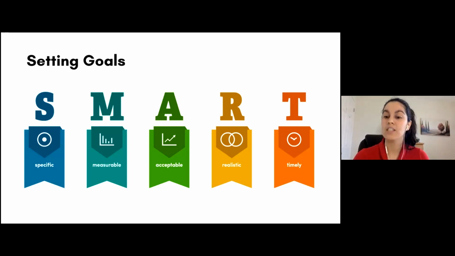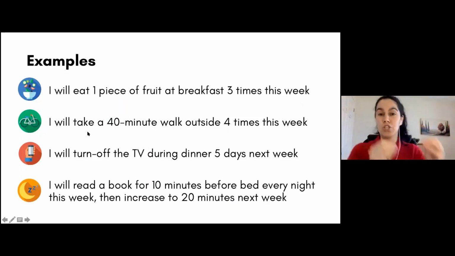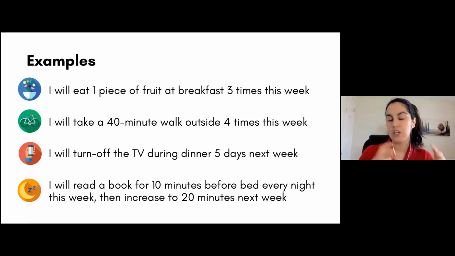And of course, they are timely, or they have a time limit to them. So let me give you some examples. An example for a nutrition goal, if this is something that you personally want to focus on, you can write down, I will eat 1 piece of fruit at breakfast 3 times this week.